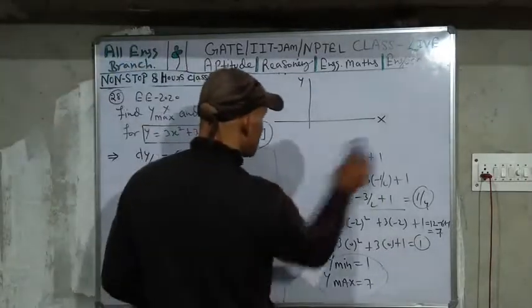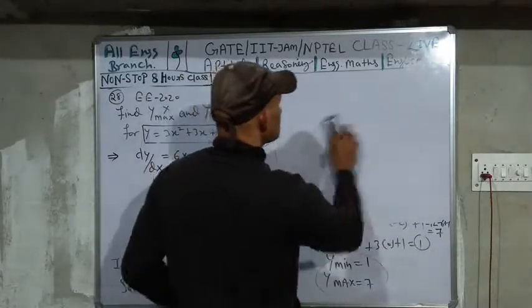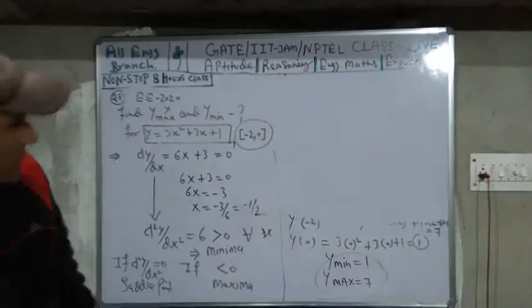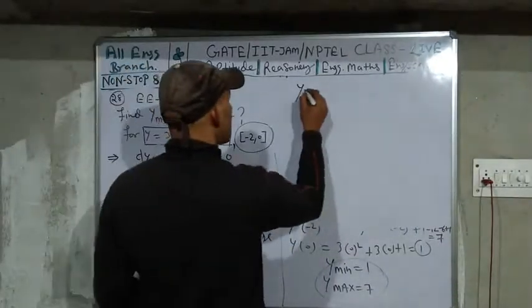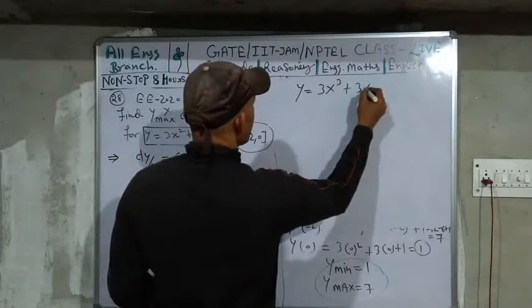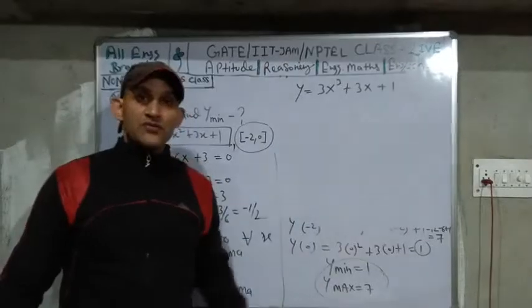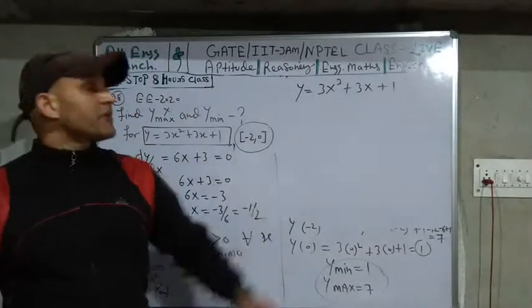Suppose the examiner has given you this problem: y = 3x³ + 3x + 1. Find the maximum and minimum.